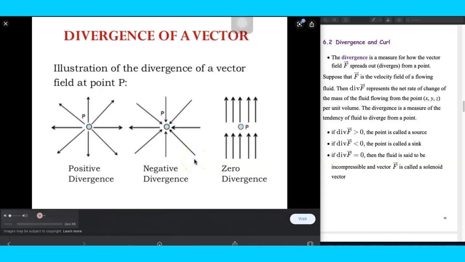So next topic in the vector field and scalar field, there are two very important terms: divergence and curl. This one is a continuation from the gradient that we have seen before. We have discussed how to obtain the gradient of the scalar field.